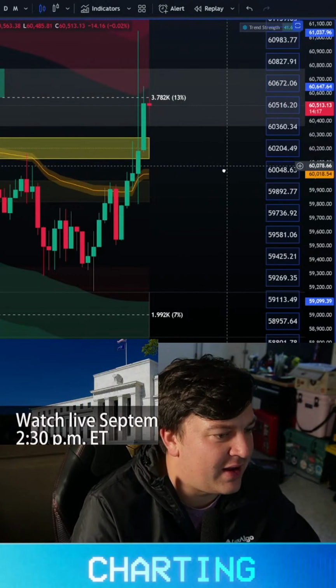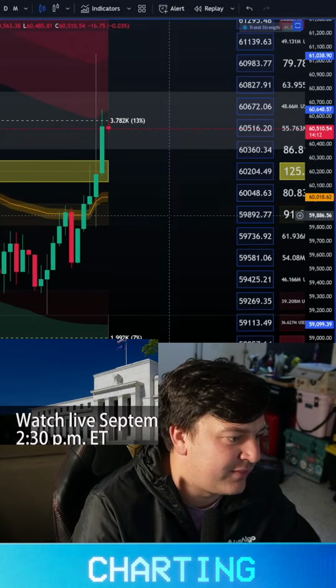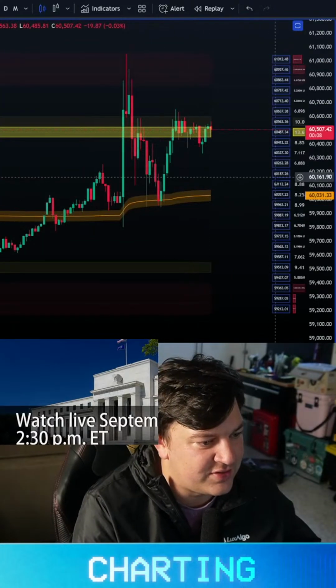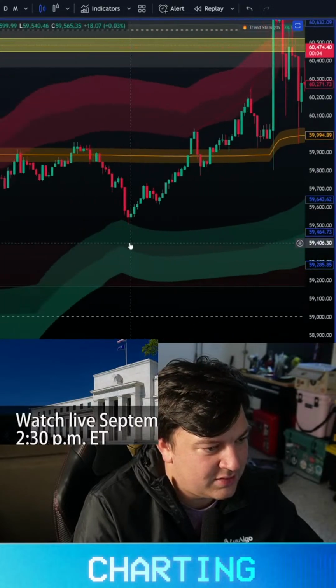FVGs are great. FVGs are really good for entries, and that usually will happen. That's usually something that I'll use sometimes for specific entries. But look at VWAP. I mean, it's so clean.